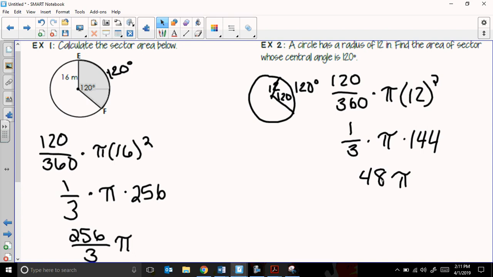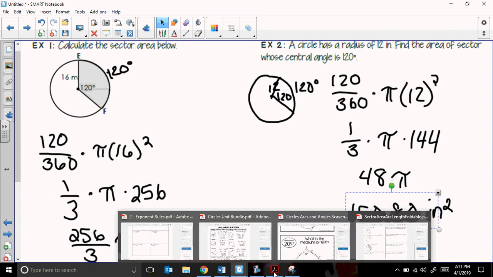Sometimes the answer choices look like this. And then if you wanted to take it to the decimal, you just go ahead and multiply those, and you end up with 150.80. And the units here are inches squared. Okay? And so that's how you find sector area and arc length. So make sure you understand the difference and come prepared to ask any questions if needed.